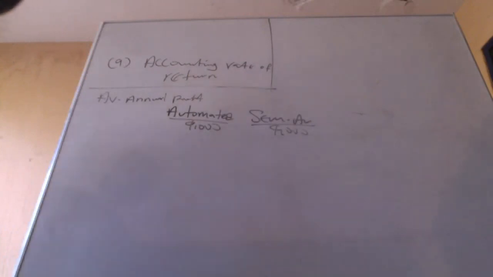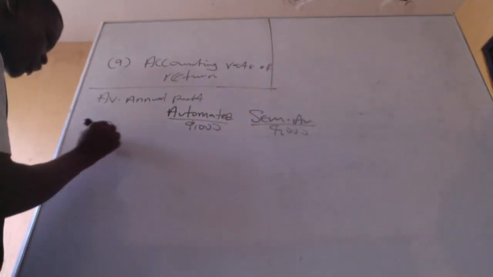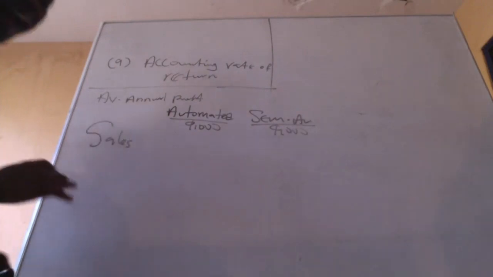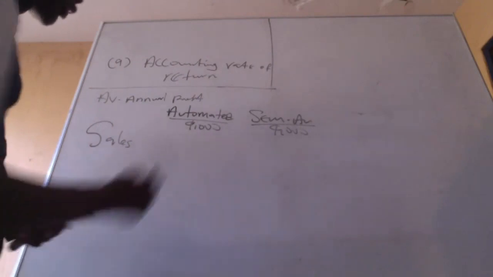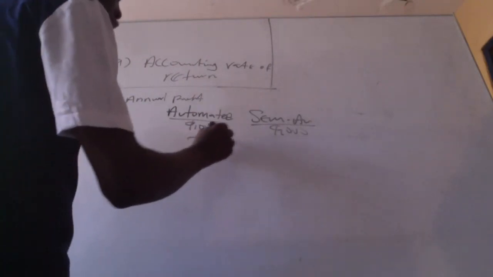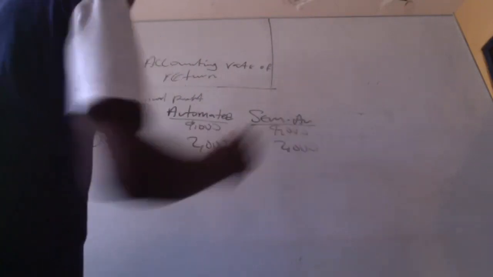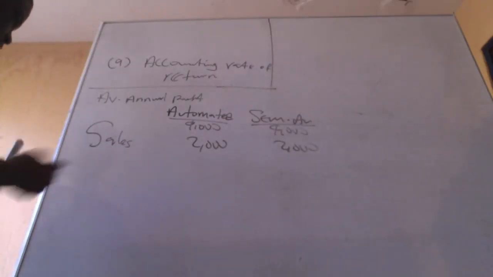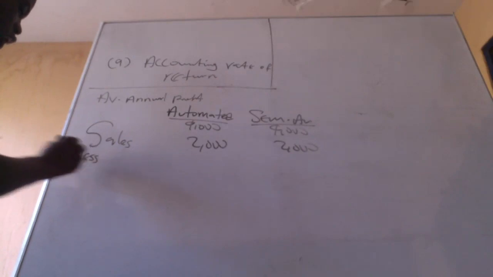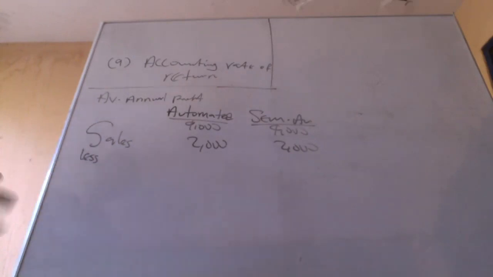Good. Then what do we do again? Sales revenue, because you are going to calculate accounting profit. How do we calculate profit? Sales revenue was 2,000. That's 2 million. Then less all the costs. Don't forget that it includes depreciation. We are calculating profit, so it must include depreciation.